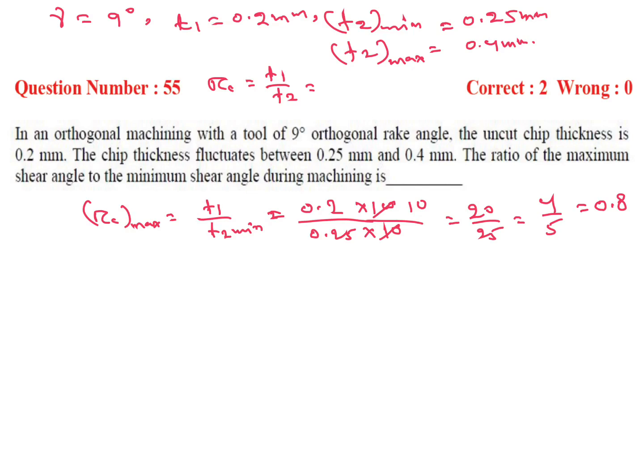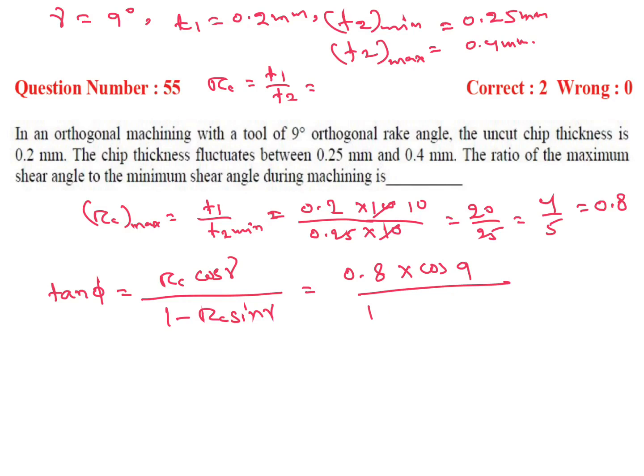So tan phi is rc cos gamma divided by 1 minus rc sin gamma, which is 0.8 into cos 9 degree divided by 1 minus 0.8 into sin 9 degree. So finally we will get 0.9031. Then phi value is tan inverse of 0.9031. We will get 42.087 degree. Like this we have to calculate the other phi value for rc minimum.